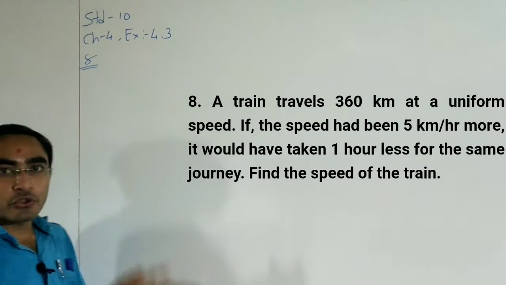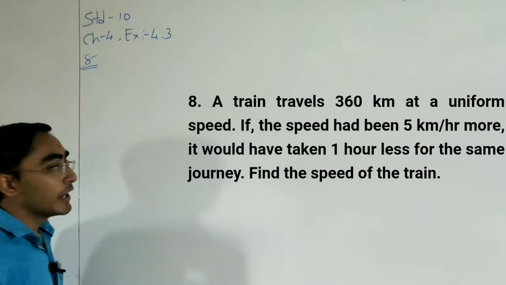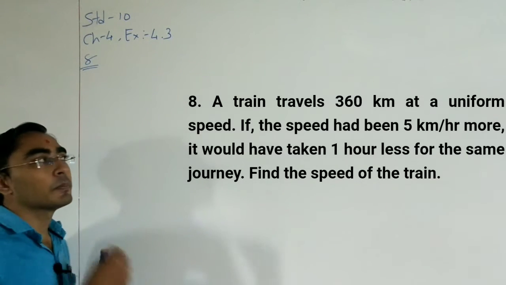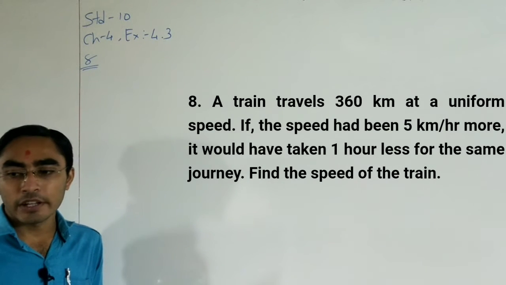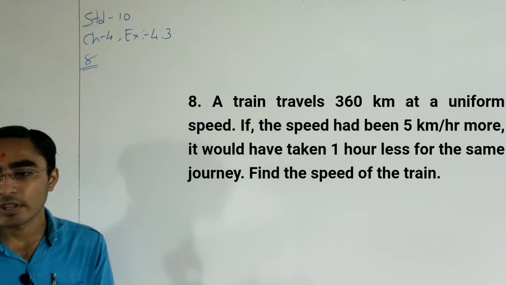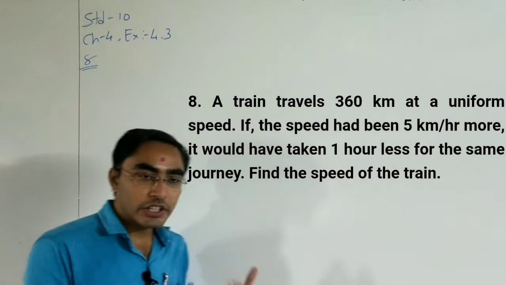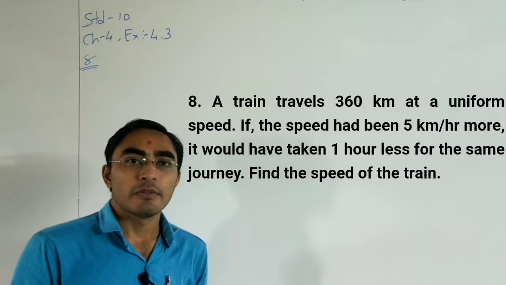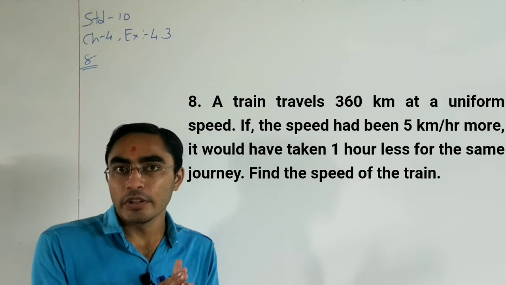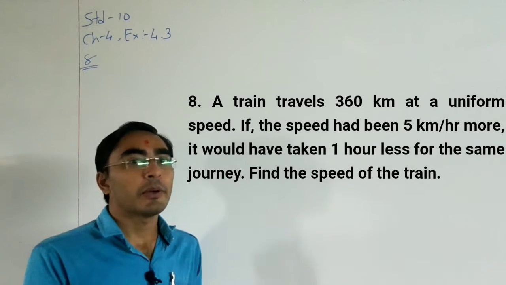First of all, read this question. A train travels 360 km at a uniform speed. If the speed had been 5 km per hour more, it would have taken 1 hour less for the same journey. Find the speed of the train. Obviously, if we increase the speed, then we require less time, right? So the same thing is given here. If we increase the speed 5 km per hour more, then 1 hour less for the same journey.